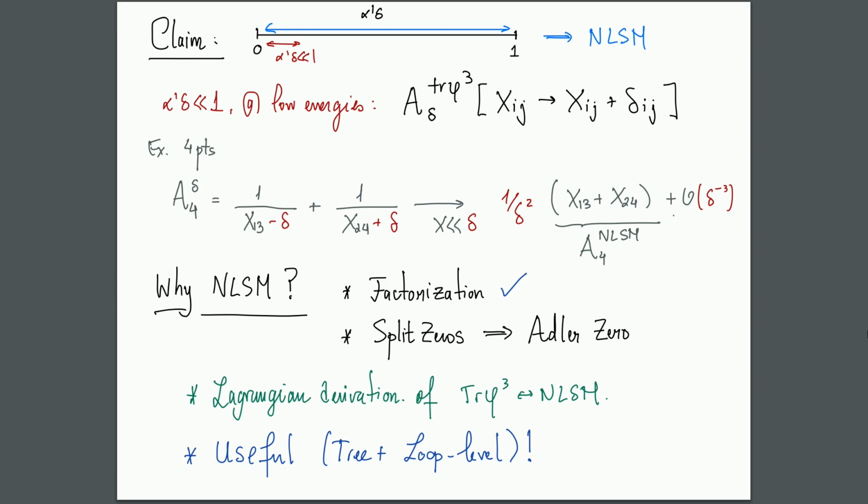I would like to end this part just with a practical comment that this connection is extremely useful because the nonlinear sigma model Lagrangian is an infinite Lagrangian, so computing its amplitudes at high points becomes complicated, while the trace phi cubed one is extremely simple. So we can use this connection to then efficiently compute nonlinear sigma model amplitudes as well.